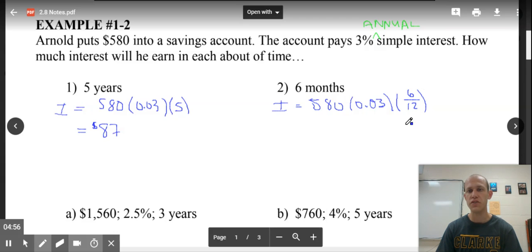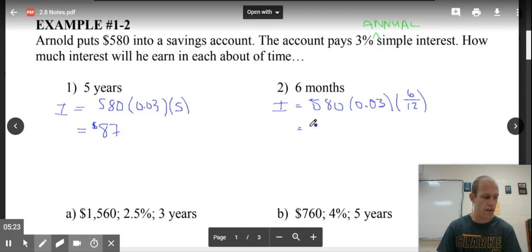I like doing things over 12, though, because it's essentially giving me the exact amount. If we say 5 months, we might say, oh, that's approximately half a year, but that's not an exact amount. To get the exact amount, we would take 5 divided by 12. That's exactly the percent, really, of a year that we are going through. So this is the calculation that I would need to do.